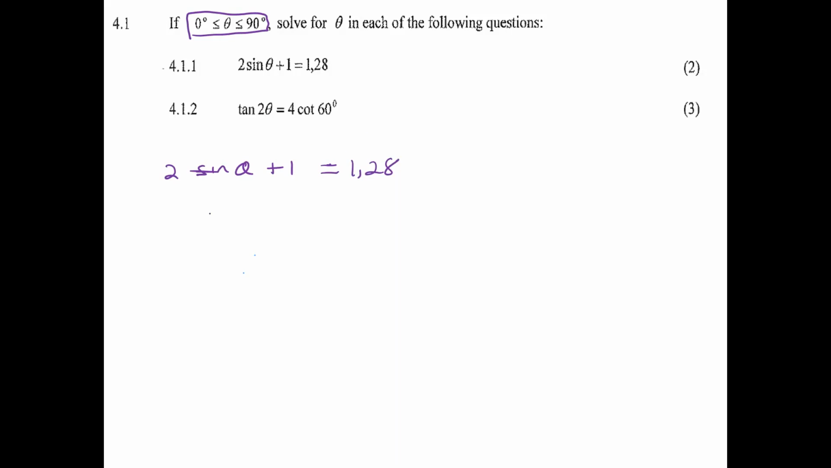So we're going to have 2 sine theta, and the plus 1 goes to the other side and becomes a minus 1. So 1.28 minus 1 is 0.28. Then we notice the 2 is in front of the sine, so we can divide both sides by 2, and your 2 will cancel off. Then you have sine theta. And remember what we said, to get rid of the sine, you use shift. So if you use your calculator now and say shift sine 0.28 divided by 2, what do we get?